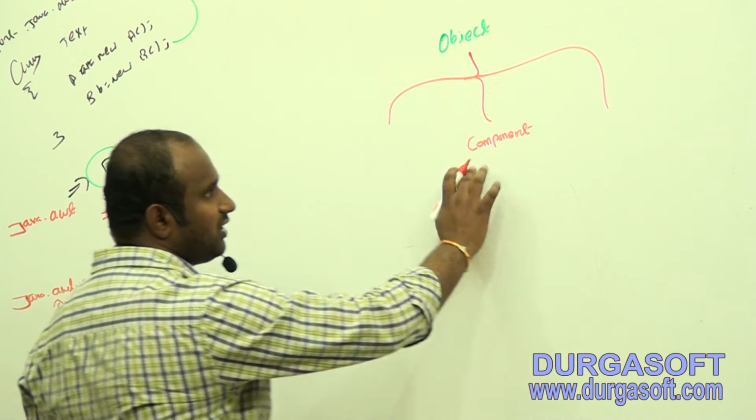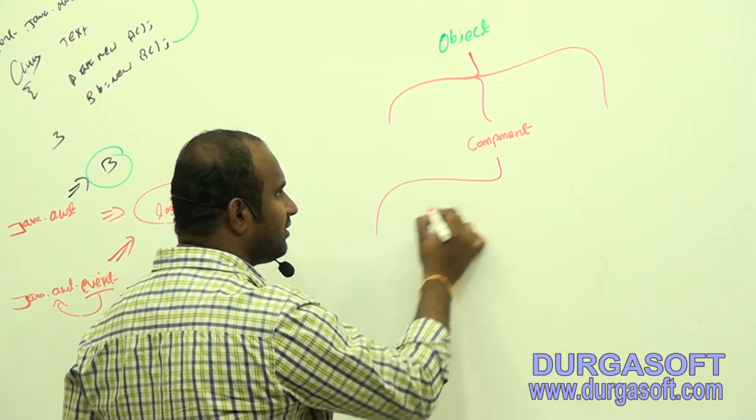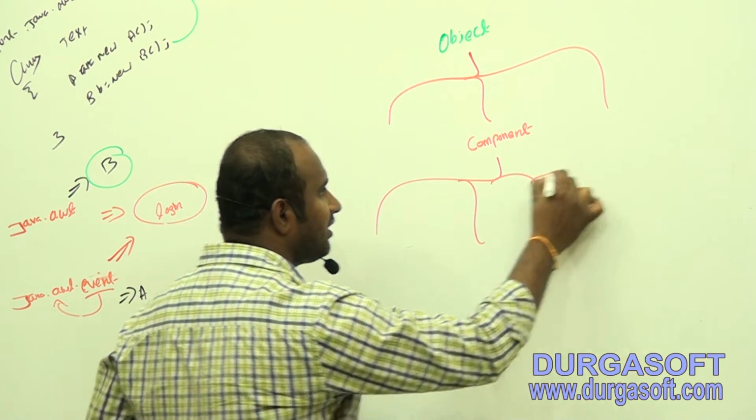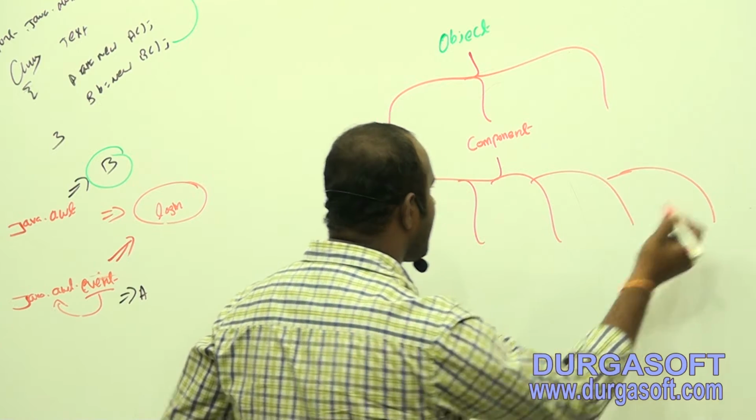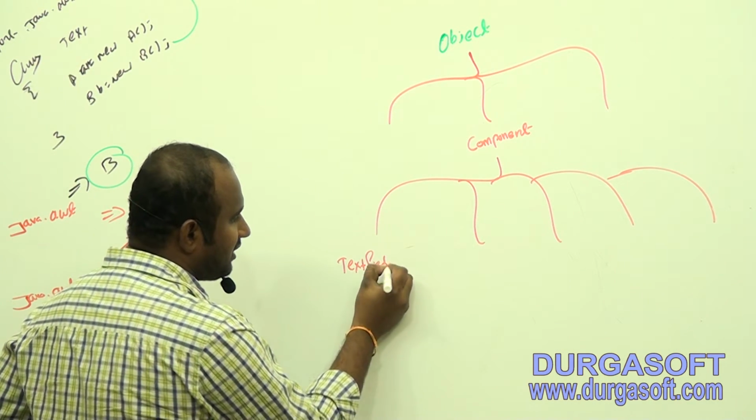Object class contains what is the child class here? The component class. The component class contains a number of child classes. What are the number of child classes here? I would like to create a text field. This is a text field component.